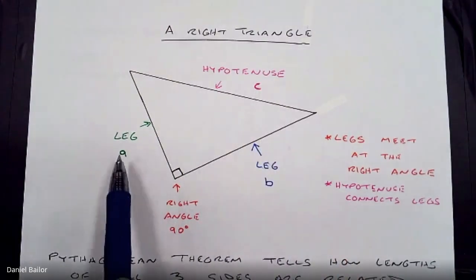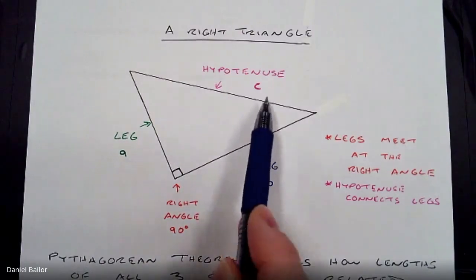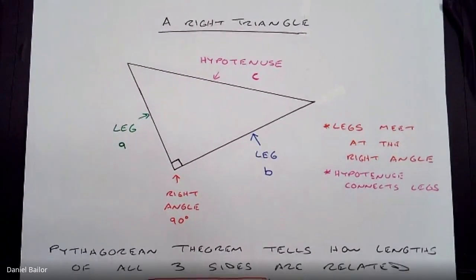So you see we go A, B, C. The legs are A, B. The hypotenuse is C. And the hypotenuse is always C. Do not ever label a leg C. Legs are A and B. The hypotenuse is C. Very important to remember because that is how Pythagoras wrote his theorem.